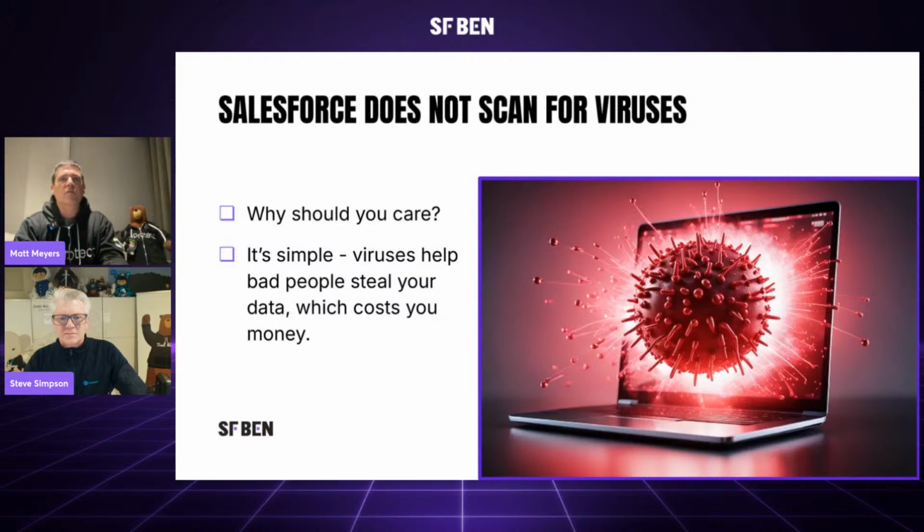So after presenting at multiple different shows around the country and world, I ended up getting enough information and really understanding what the thing was that really mattered. And that's the second bullet here. Bring it down to very simplistic terms: viruses help bad people steal your data, which can cost you a lot of money.